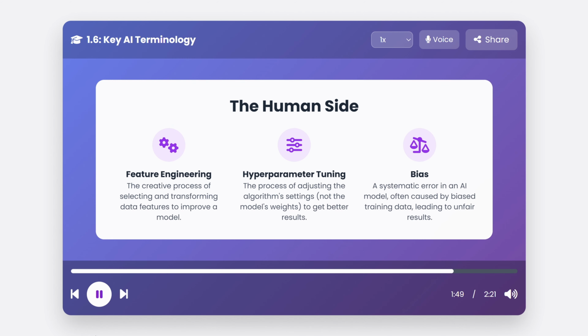Finally, let's not forget the human element. Feature engineering is the creative art of selecting and preparing the right data features to help your model learn better. Hyperparameter tuning is the process of adjusting the algorithm's settings before training begins to find the optimal configuration. And bias is a critical concept. It refers to a systematic error where a model makes unfair predictions, often because the data it was trained on was not representative of the real world.